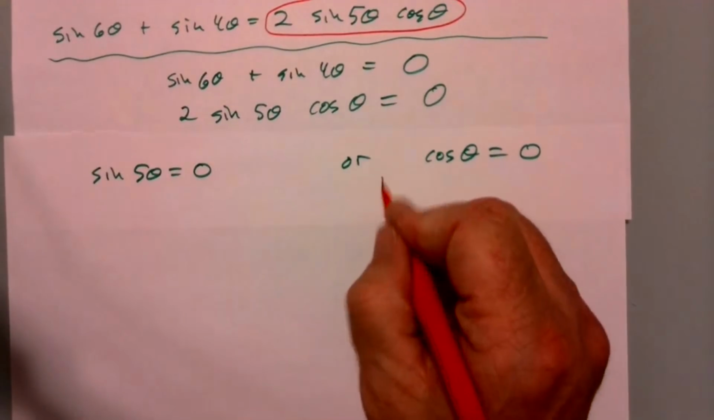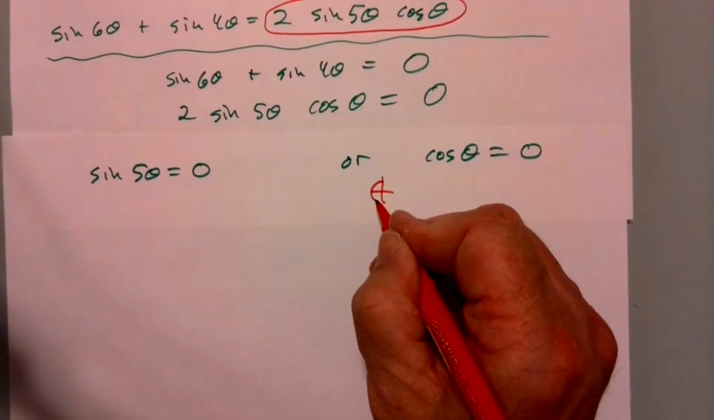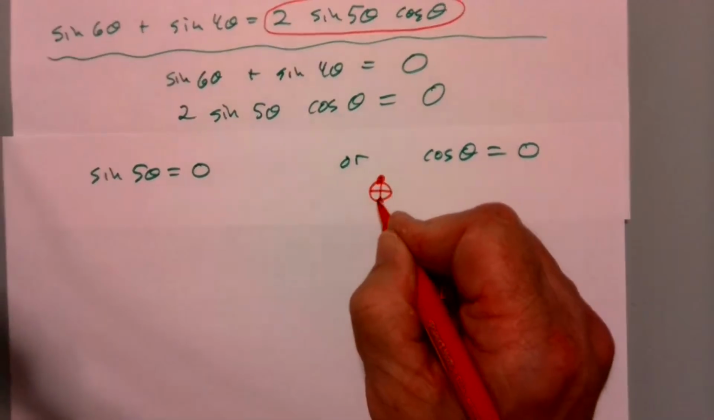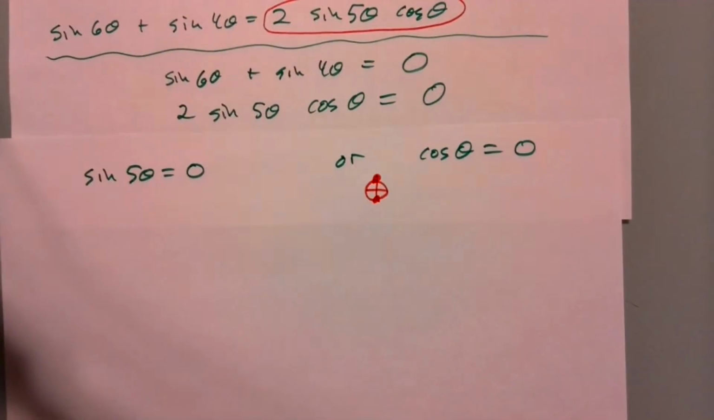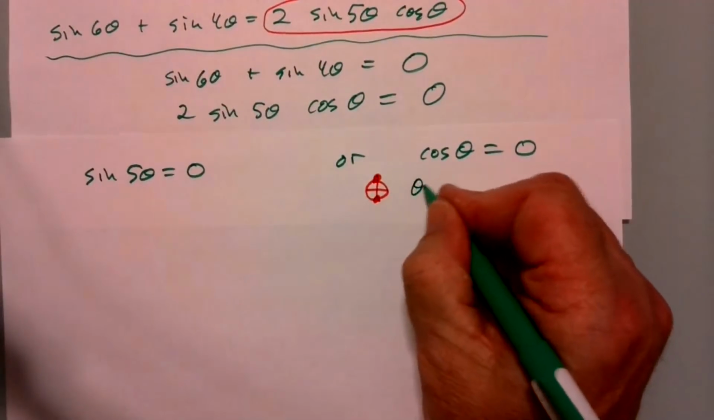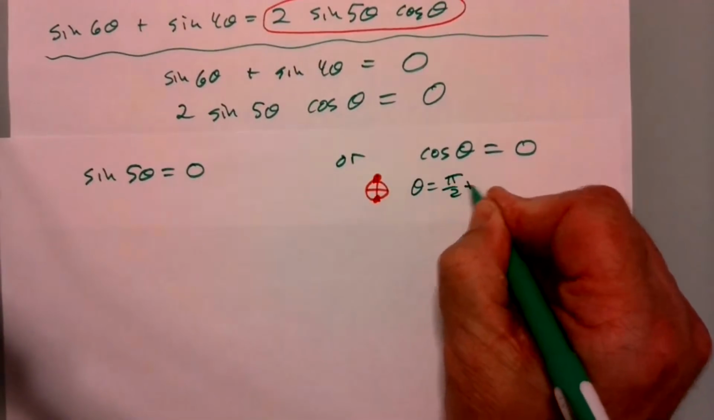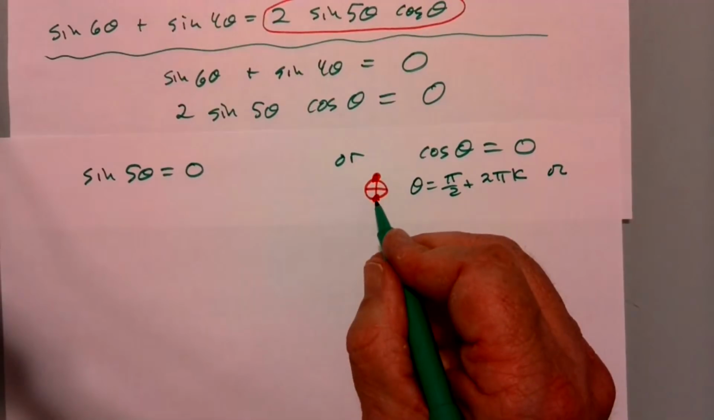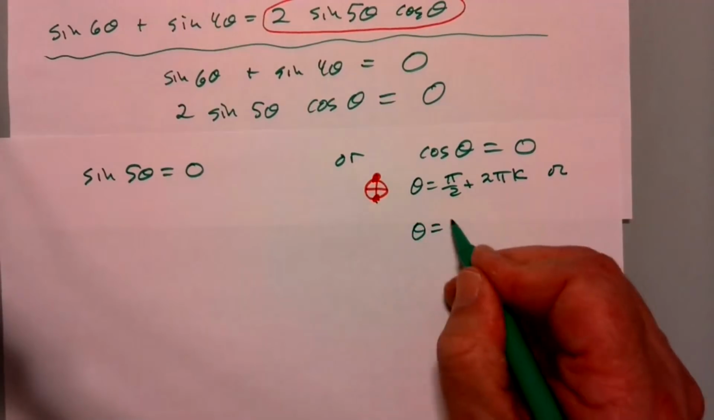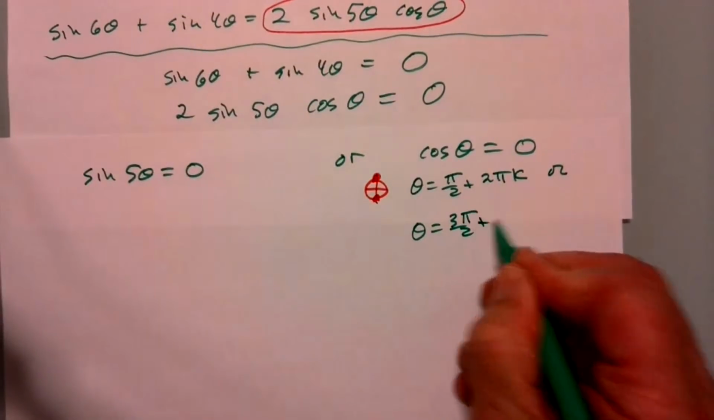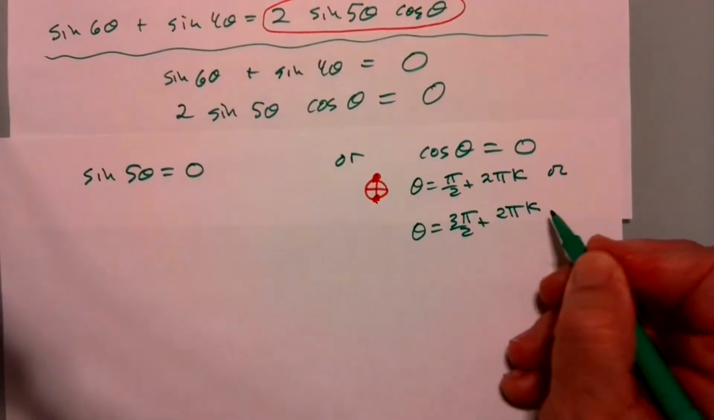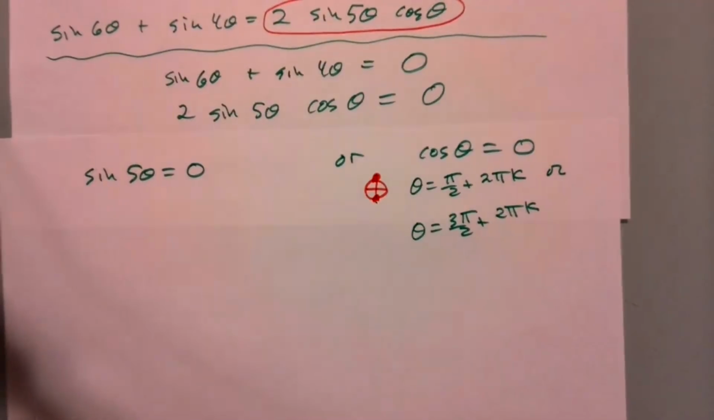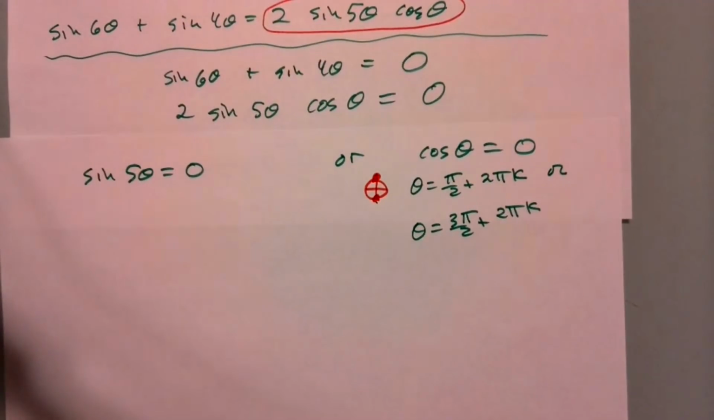So where is cosine 0? We did our chart earlier. Cosine is 0 here and here. So that means theta is pi over 2 plus 2 pi k, where k is any integer, or down here, that's negative pi over 2 or 3 pi over 2. Theta is 3 pi over 2 plus 2 pi k, where k is any integer. So that half of the problem is done.